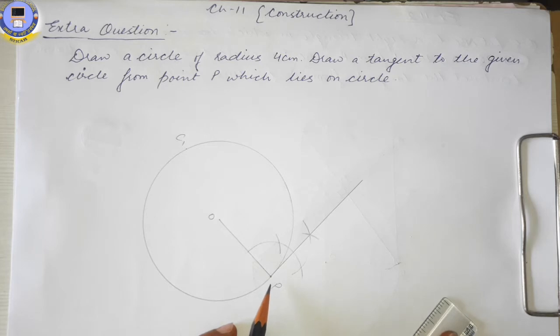If a point lies on circle, so in this way we can construct a tangent. It is very easy. Okay.